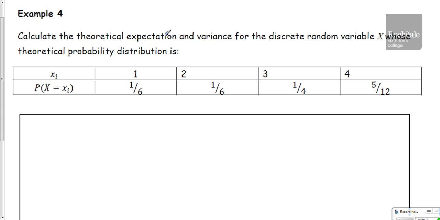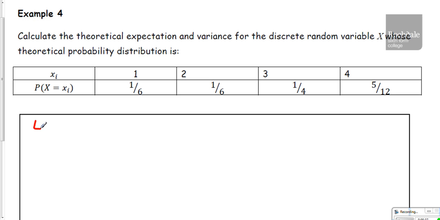This is obviously in theory, because if you did an experiment with this game, you might not get the expected mean. You might score 4 every single time you played it. But what we're talking about here is what would you, in theory, expect to happen on average. Similarly, we're going to work out the variance.